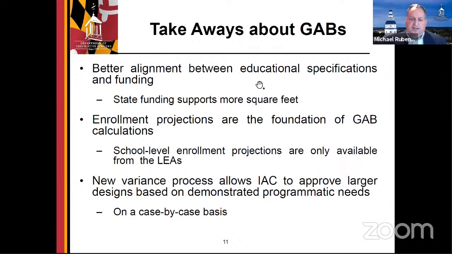When we put together this presentation, there have been only 2 cases of LEAs coming to the IAC with variance requests, and both were approved. And that was based on the particular enrollment mix of those schools and the needs of those schools, and they were both approved. And that concludes my presentation. I'm happy to take any questions.